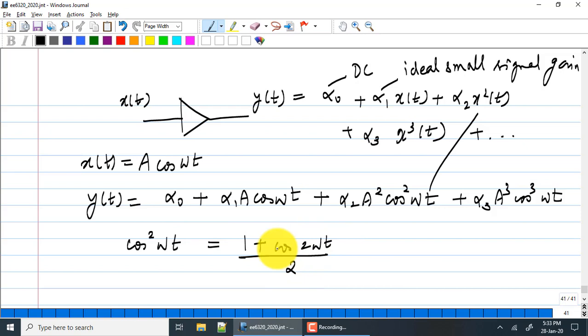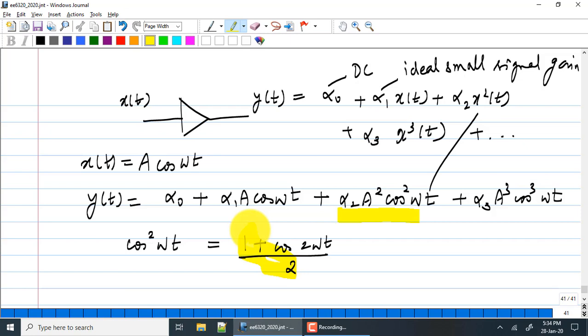1 plus cos 2 omega t by 2. Okay? Let's see, if you put in a narrowband signal, if you put in a single tone, the second order nonlinearity is now giving you a DC component and a second harmonic component.